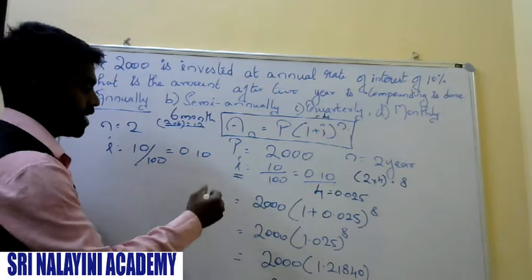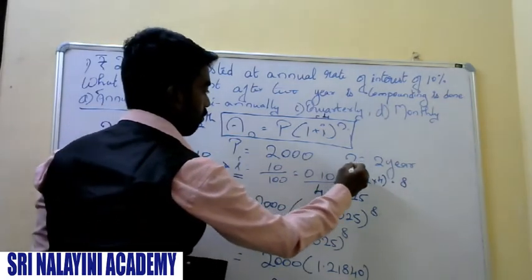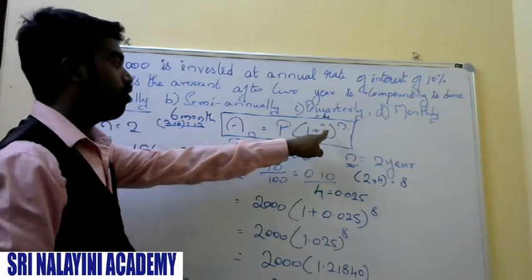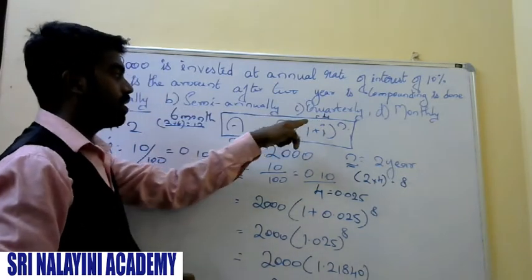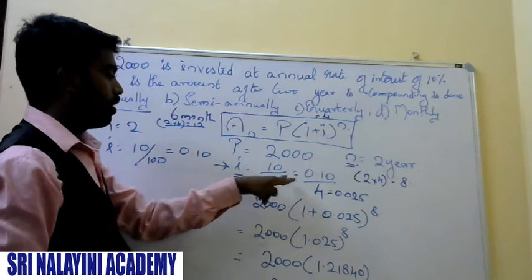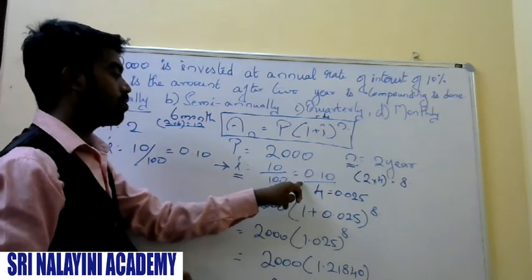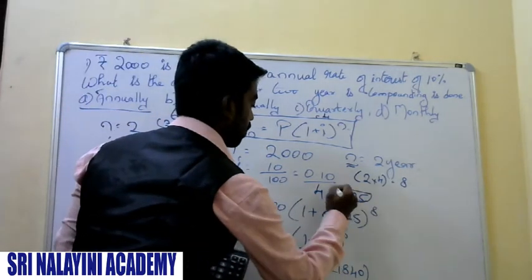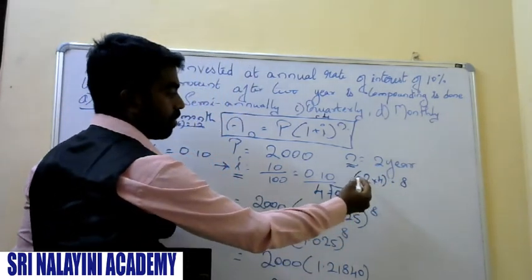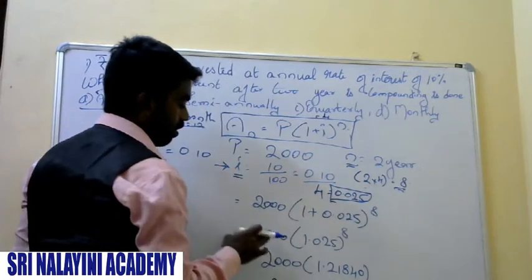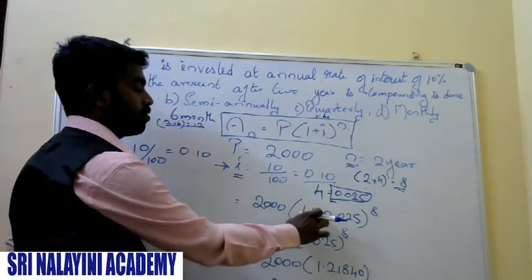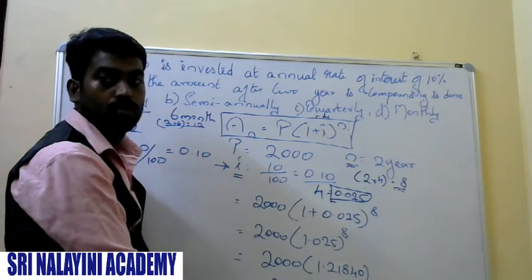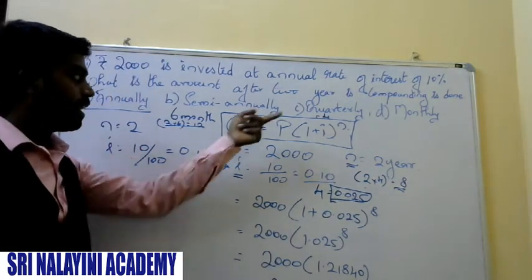We are going to change the interest and the number of years. For quarterly, for a year there will be four quarters. 1 year is equal to 4 quarters. So when you convert the interest in the conversion method, 0.1 divided by 4 will give 0.025. When you convert the number of years, 2 into 4 is 8. You insert the formula 2000 into 1 plus 0.025 power of 8. When you solve this, you will get 2436.80. I think you are clear on quarterly.